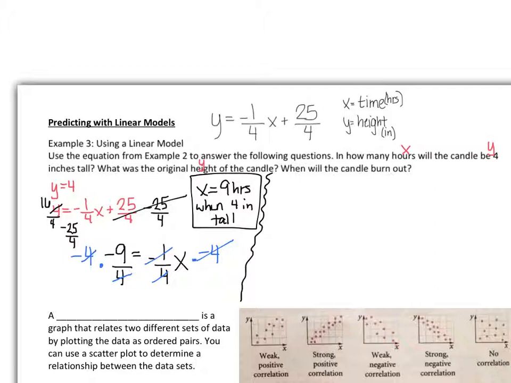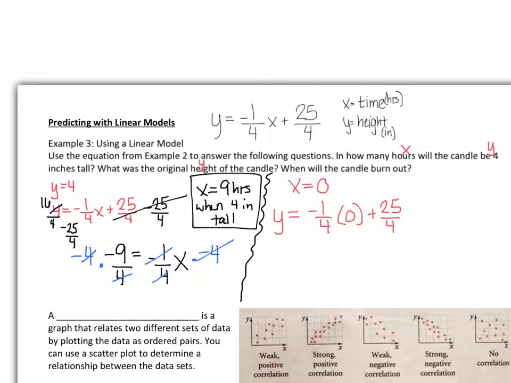So what do we know about the x at the original height? X is time. So what's the time when the candle's at its original height? 0, right? It hasn't burned at all. So x equals 0, and we'll just plug that in. Y equals negative 1/4 times 0 plus 25 over 4.